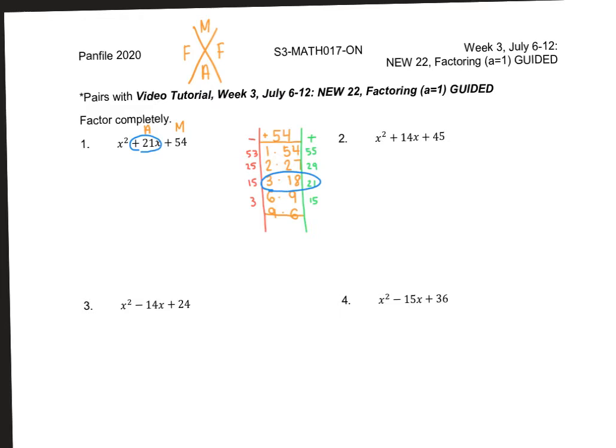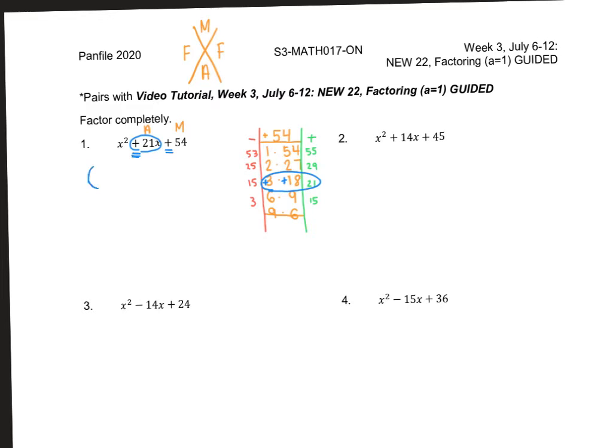And I'm looking for a positive 21 because my signs, everything tells a story here, okay? I'm multiplying to get a positive 54, and I'm adding to get a positive 21. So I know to get a positive 21 here, I want my 3 to be positive, and I want my 18 to be positive, because that's the only way to do it.